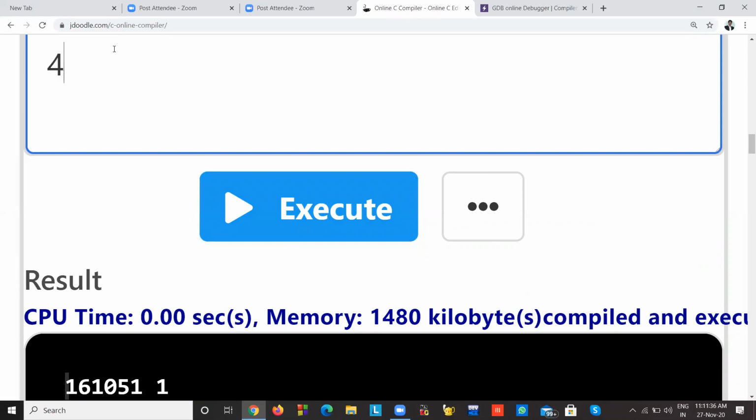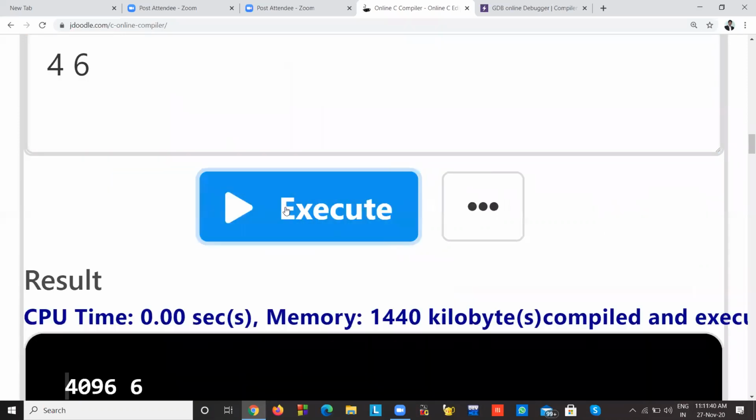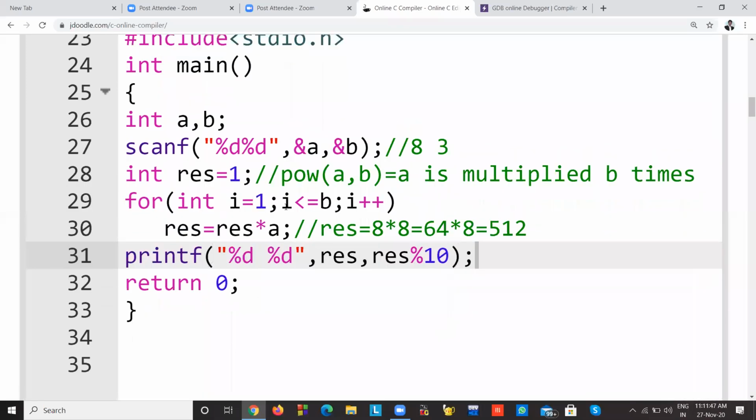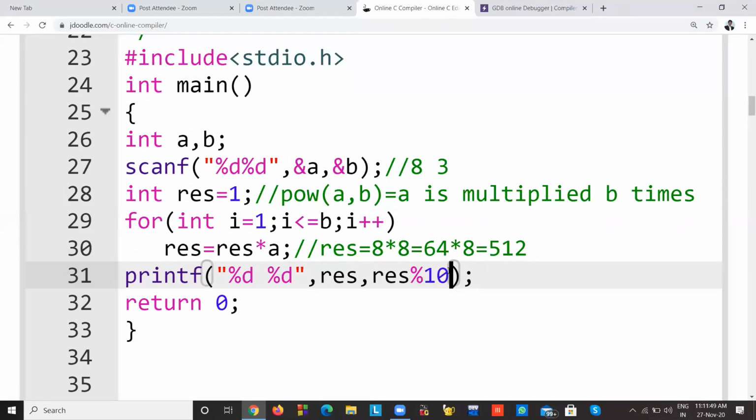Okay. Let me take 4 and 6. We saw earlier, 4 and 6. What is the answer? What is 4 power 6? 4096 and the remainder is 4. Okay, let me check this. So what is the result when RES is modulo divided with 100? Then it is 0 to 99. Okay, maximum 2 digits answer.